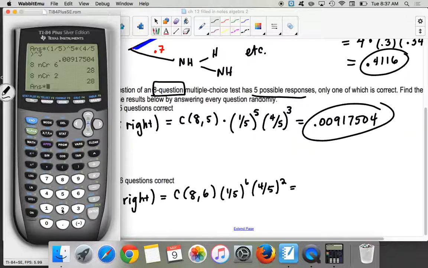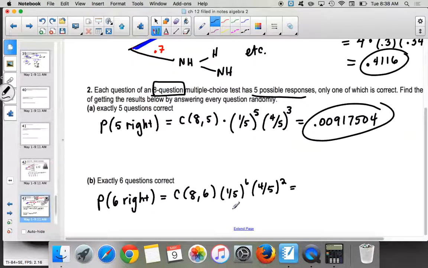All right, then we multiply by 1/5, or you could do 0.2 if you want. Raised to the 6 times 4/5 raised to the 2. So we get 0.00114688. And that's our probability.